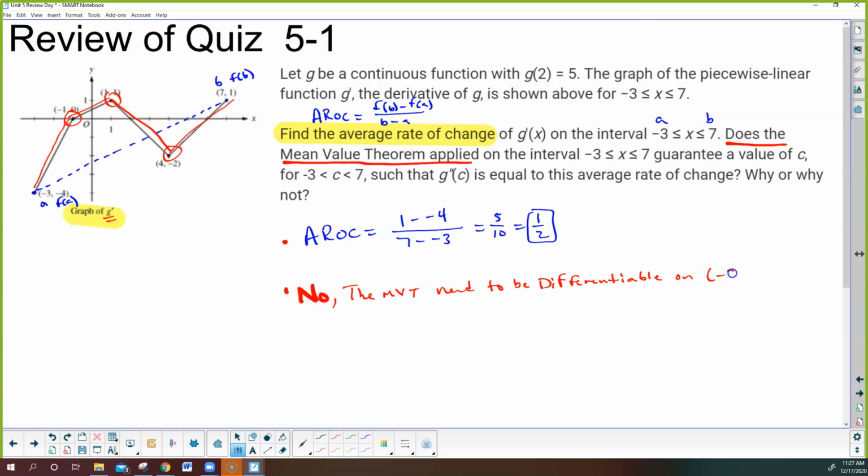on the open interval from -3 to 7, or the function g of x, g prime of x, right? Because that's the name of this function. And that's it. Okay. What's the difference between a closed interval and an open interval?